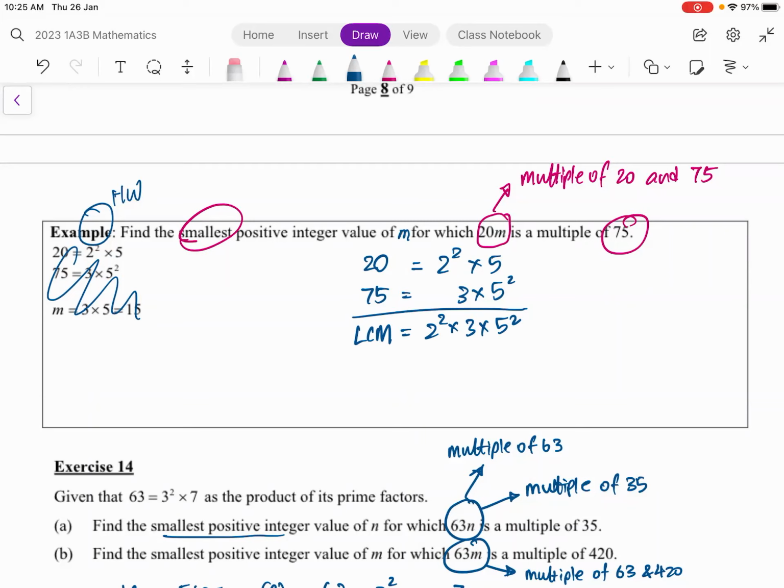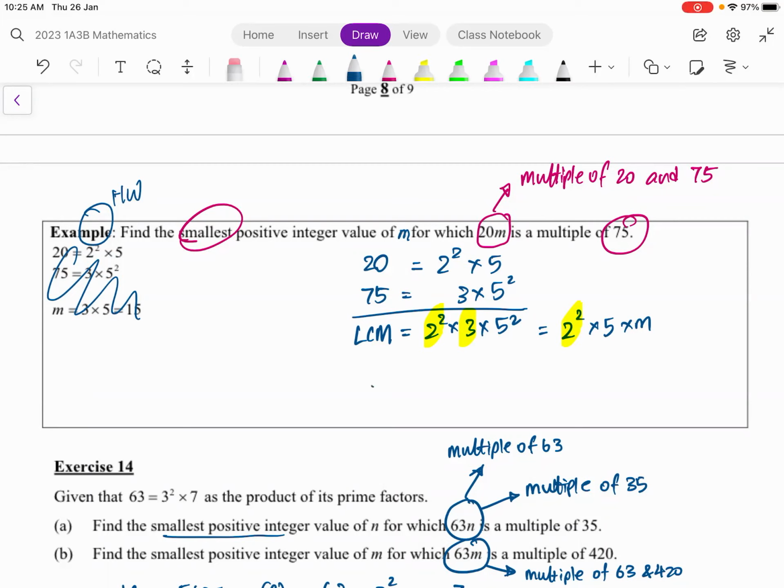And then they tell us that this LCM is equal to 20m. For 20m, I have the expression 2 squared times 5 for the 20, times m. They are supposed to be equal. Since they are supposed to be equal, let me find the difference. I've got 2 squared, they are the same. I've got 3. Oh wait, the 20 doesn't have a 3. Where must the 3 be found? It must be inside m.